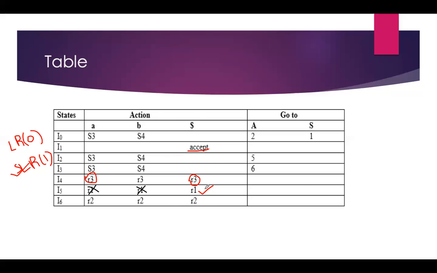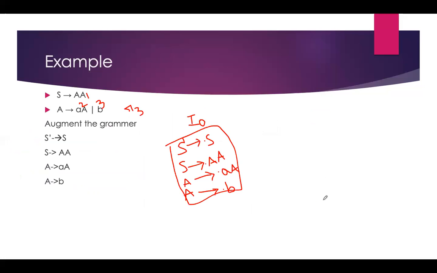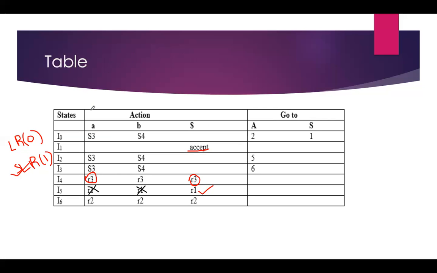And next, I6: under the follow of A, we need to fill this rule number. What is this rule number? This is the second rule number. So we need to fill under the I6 follow of A, small a, small b and dollar, R2, R2 and R2. So like this, we will construct the table.